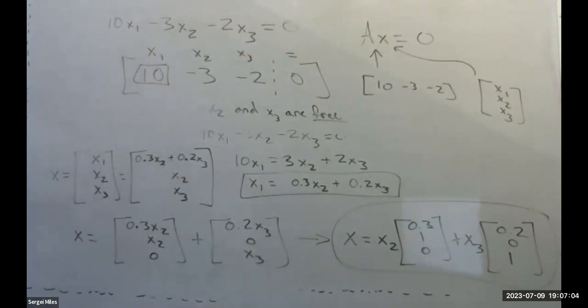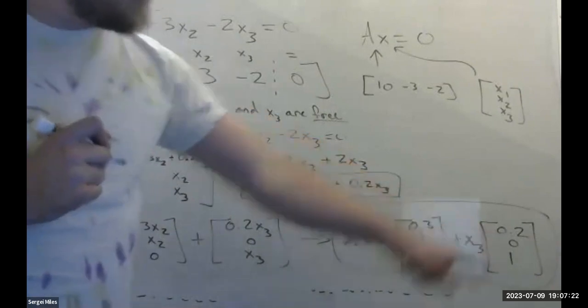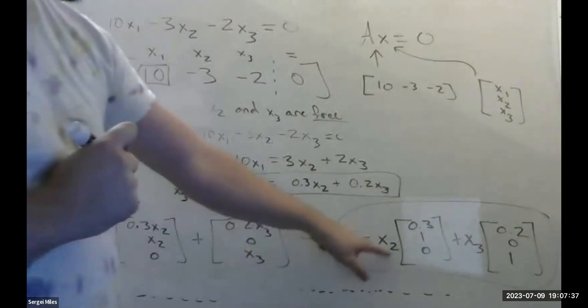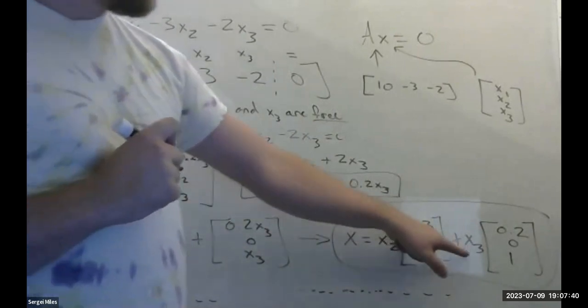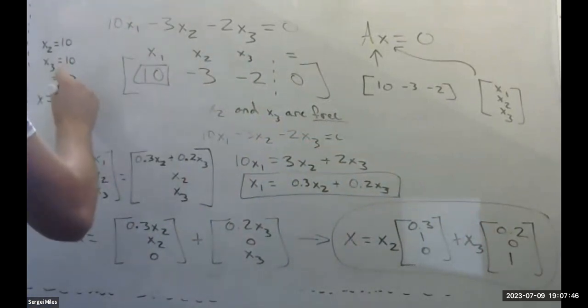In particular, just to see an example of one non-trivial solution, what if I pick x2 to be 10 and x3 to be 10? Why am I picking them to be 10s? Well, I've got these decimals in these vectors, which is kind of messy to deal with. But if I make x2 and x3 both 10, then those decimals are going to go away. In fact, what is my vector x going to be? Well, I'm going to have 10 times 0.3, which is 3, plus 10 times 0.2, which is 2. 3 plus 2 is going to give me 5.